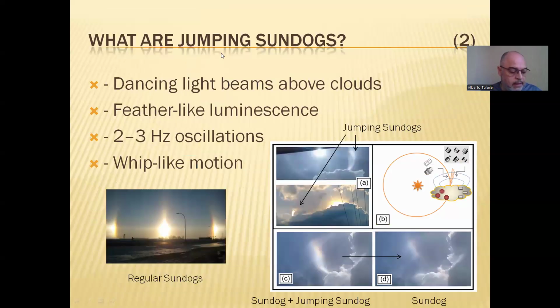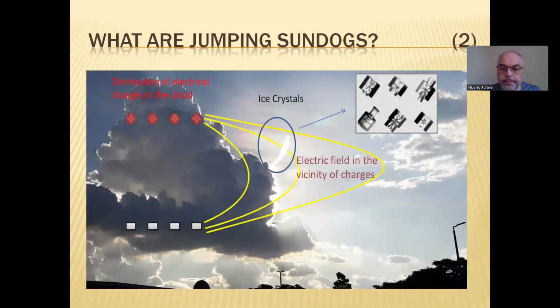What are jumping sundogs? Look at these images. Unlike a static sundog like this, the jumping sundog moves rapidly, resembles a luminous feather resting on the cloud, and can last up to 2 minutes. Clearly, something far from the thermodynamic equilibrium. Our central question: what are jumping sundogs and how to generate them?